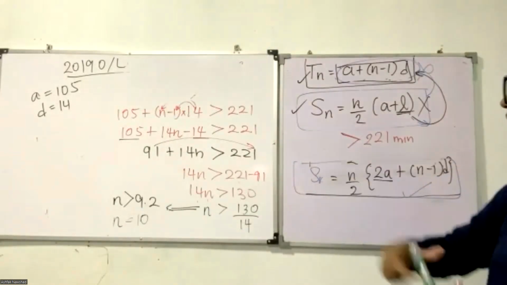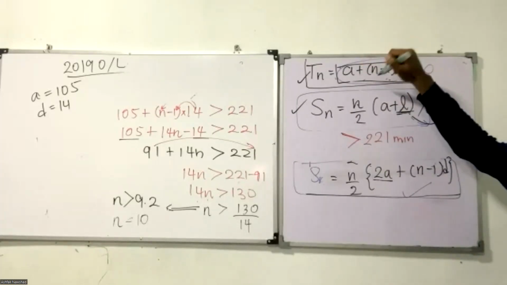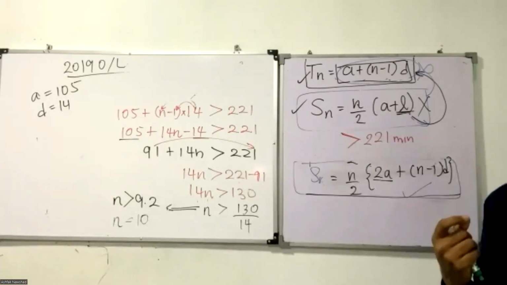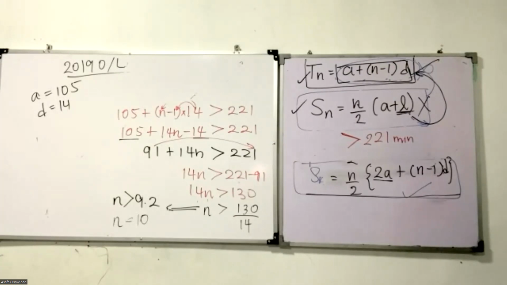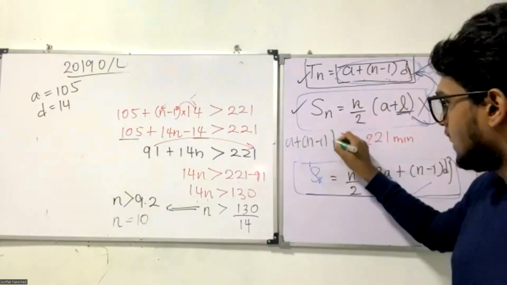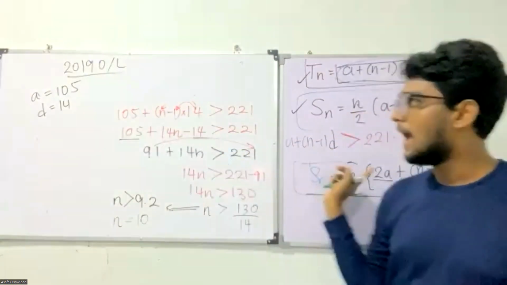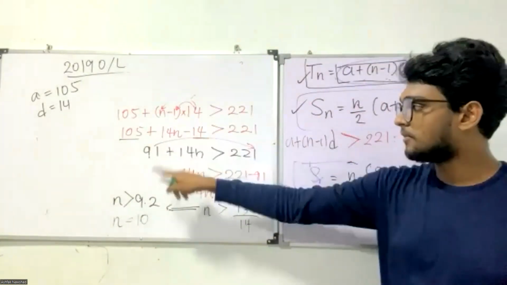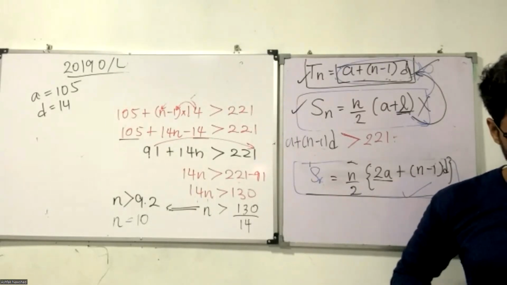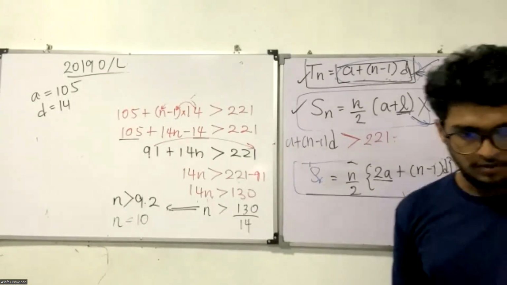So then we can use the Tn formula. If we need to find a week here, this question is about weeks. If we have to find a certain week, we can only use this formula. We're just going to plug it in: a plus (n minus 1)d is greater than 221. We know a is 105, and we also know d is 14. We can find n by the simplification. Is this clear for everyone? Yes, good.